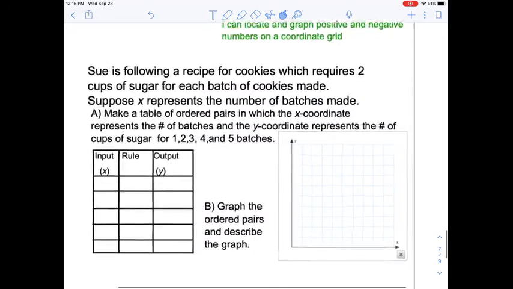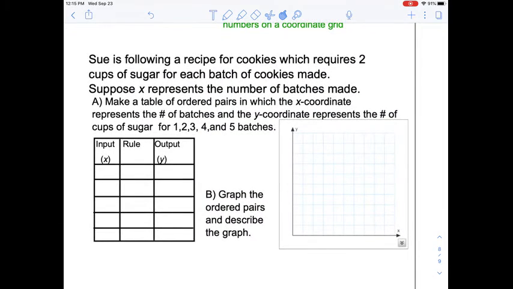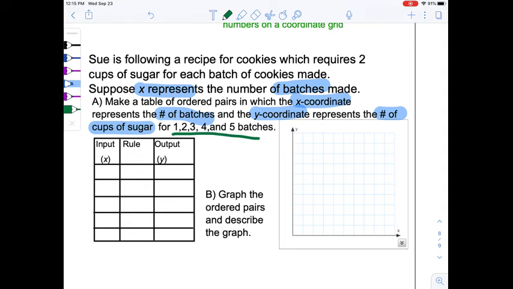And then the last one here is Sue is following a recipe for cookies which requires 2 cups of sugar for each batch of cookies she made. X represents the number of batches made. Make a table for ordered pairs in which the x-coordinate is the number of batches and the y-coordinate is the number of cups of sugar. So we know x-coordinate is number of batches, y-coordinate is cups of sugar. And we're given values for the x-coordinates.